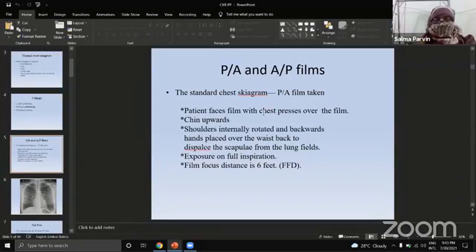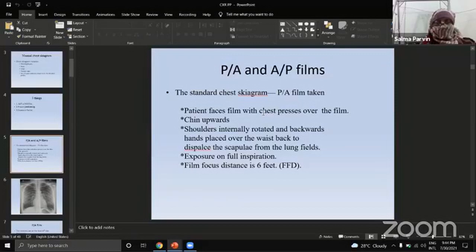The patient is made to stand up facing the film and the hands at the back of the waist, so that an internal rotation is made over the shoulder, and the scapulae are placed outside the chest. The lung fields are exposed and the scapulae are kept out of the lung fields, and the exposure is to be taken in full inspiration.